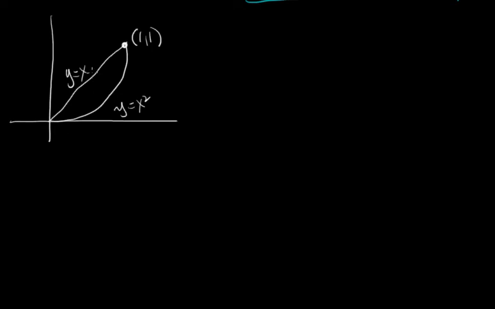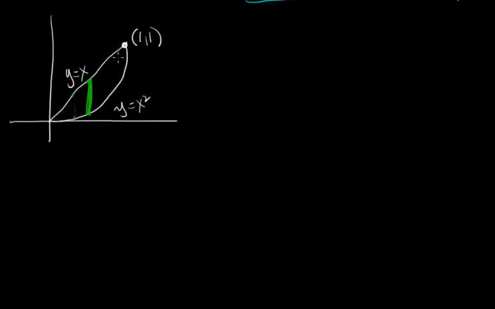Now, here's what I do. I want to draw a representative rectangle. So what do I mean by a representative rectangle? Let me draw one here. Listen really carefully: anywhere I draw a little vertical rectangle, if I drew it here, the top would be on the line and the bottom would be on the parabola. If I drew it here, the top would be on the line, the bottom would be on the parabola.